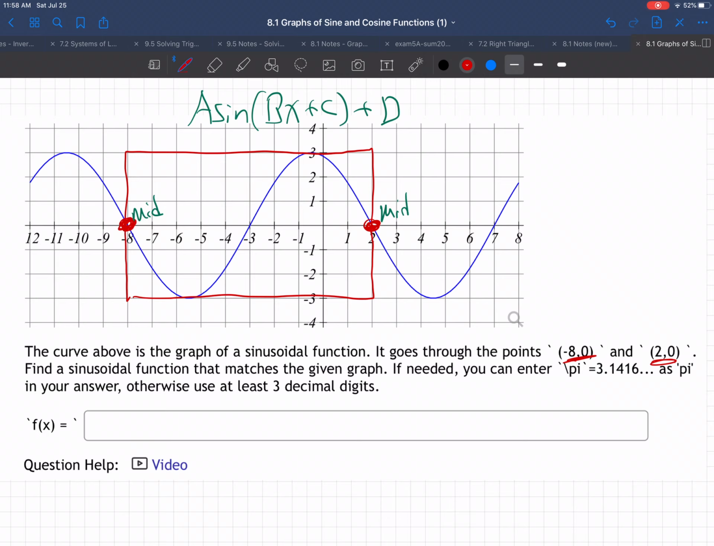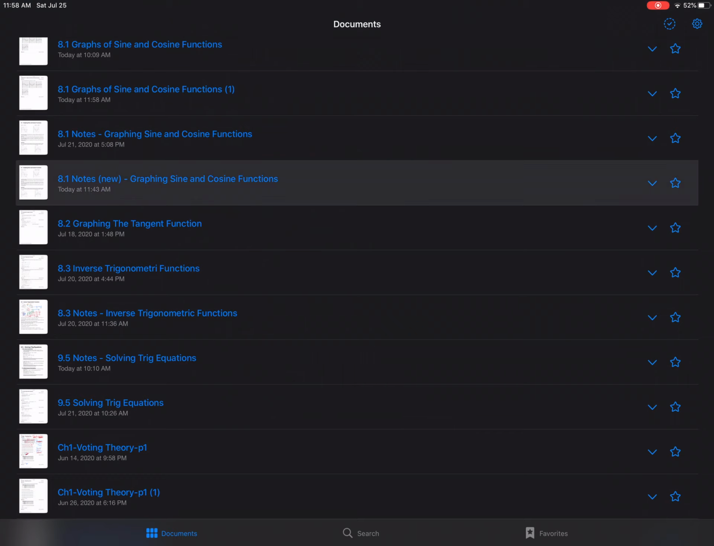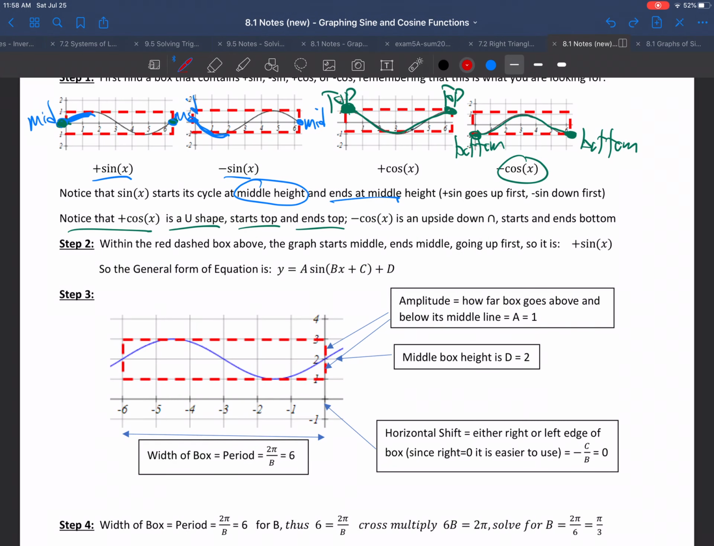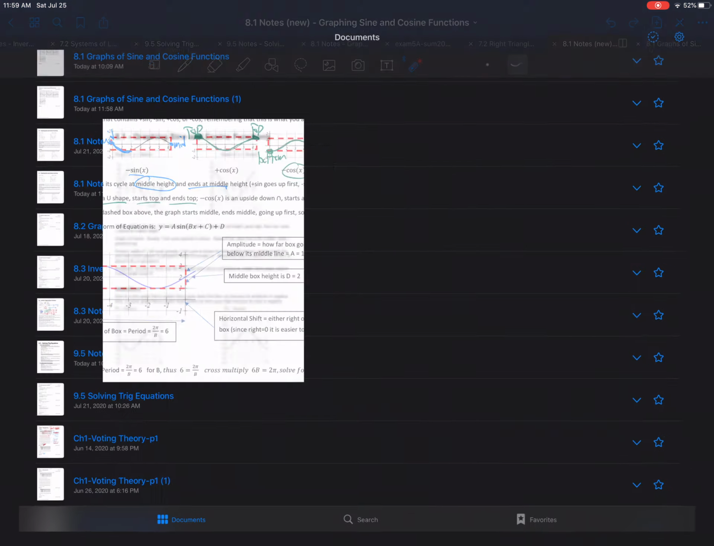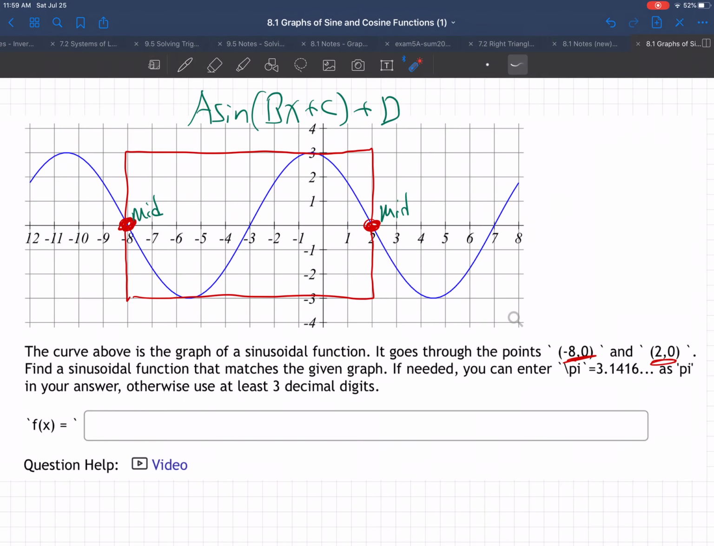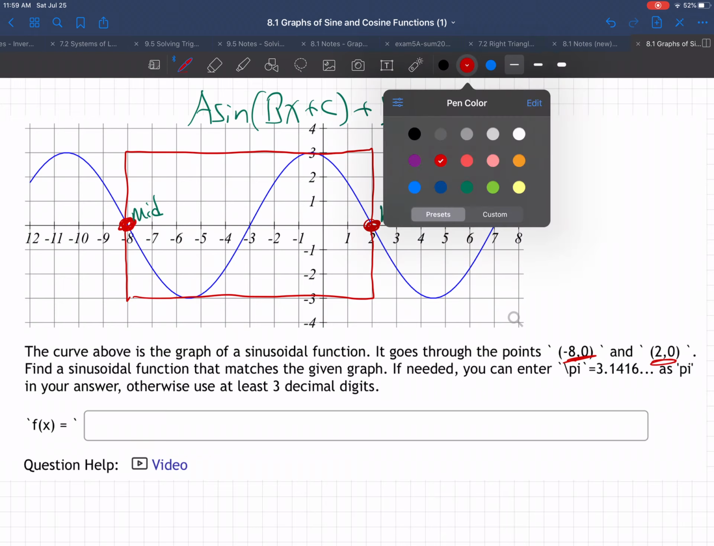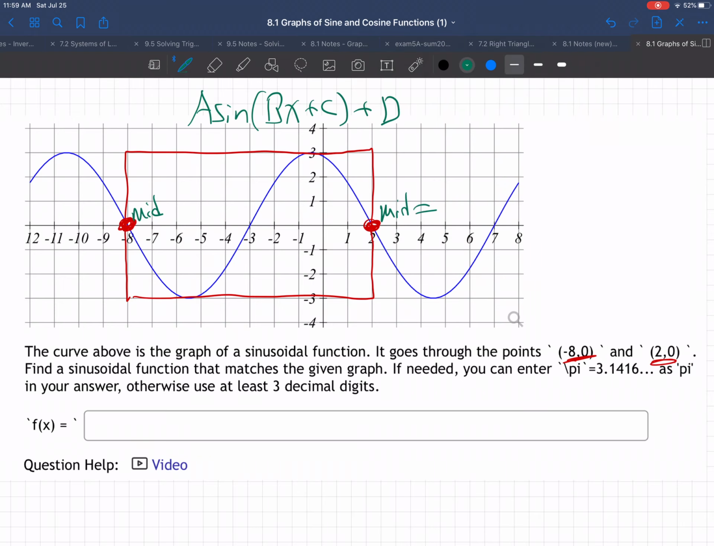Okay, so let's go forward. So we've got a sine box. That's steps 1 and 2. Find a box and decide if it's sine or cosine. Let's go back now to step 3. Step 3 now, we've got to find the middle of the box. That is your D value. And we've got to find the amplitude, which is how far above and below the middle of the box goes. So we'll do that. So the middle of the box is 0, so D is 0.